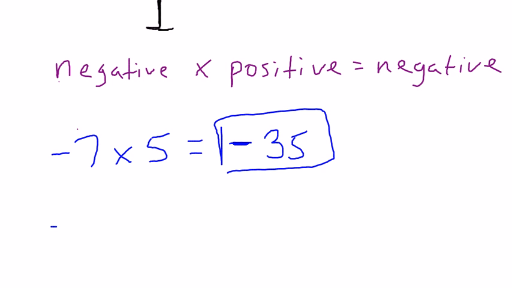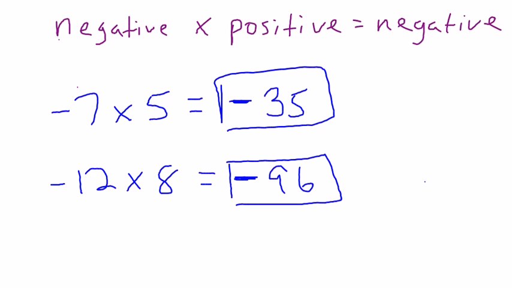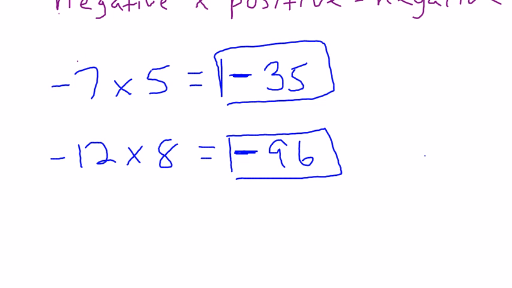What about negative 12 times 8? Well, a negative times a positive gives us a negative, whatever 12 times 8 is, 96. So negative 12 times 8 is negative 96. Let's do one more. Let's see, positive 6 times negative 11. Well, positive 6 times negative 11 would equal a negative 66.